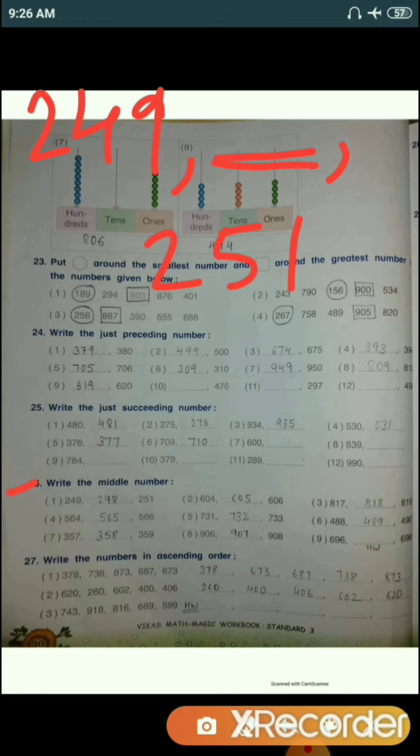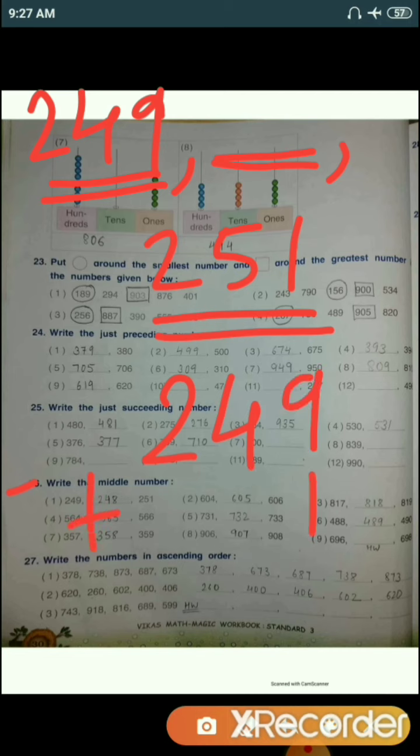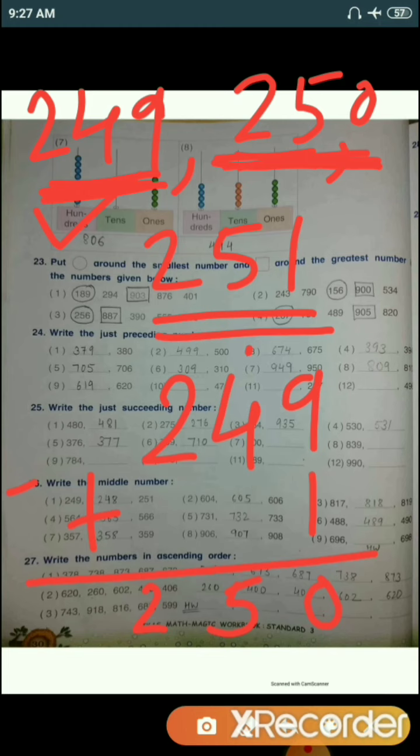We can solve this question by using two methods. Either we subtract 1 from 251 or we add 1 to 249. I think adding 1 is a better option than subtracting 1, so we'll follow the method of adding 1. 249 plus 1. 9 plus 1 is 10. 4 plus 1 is 5, and 2. So the next number of 249 is 250. Ultimately we got the middle number: 249, then 250, then 251.